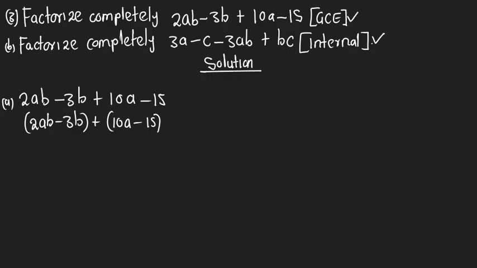Then you ask yourself, what is common here? It's b, because b is found on both sides in these brackets. So you're going to factor out your b. Then you're going to remain with 2a minus 3. Is it clear for everyone? Yes, sir.